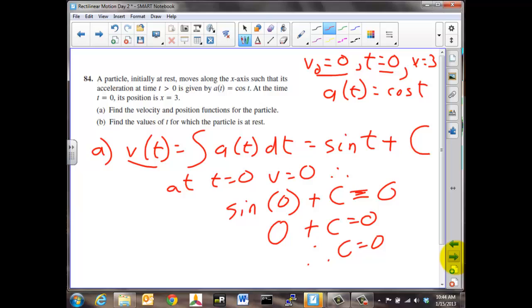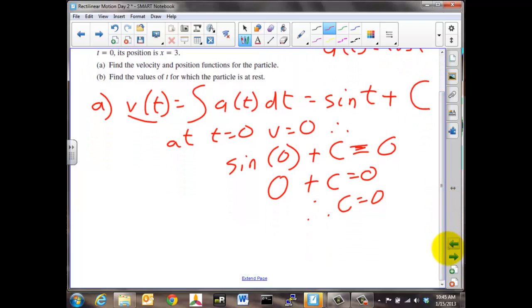Why was it that we didn't use the 3? We don't need it. That's position. This is velocity, is all we've got here, so we can't talk about position. If I say you're going 90 miles an hour, that tells me nothing about where you are in this world. All it tells me is how fast you're going and that you're in danger. So the velocity is simply sine of t.